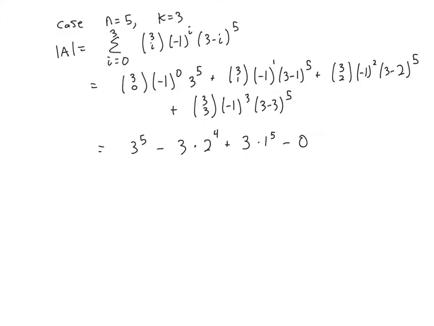So as one of the examples in the book, they actually do the argument I just gave in the special case where n is 5 and k is 3. And so if you apply the formula we just had, you get this summation. And if you expand the summation out by varying i, you get 4 terms. And then if you simplify the coefficients, you get 3 to the 5th minus 3 times 2 to the 5th plus 3 times 1 to the 5th minus 0.